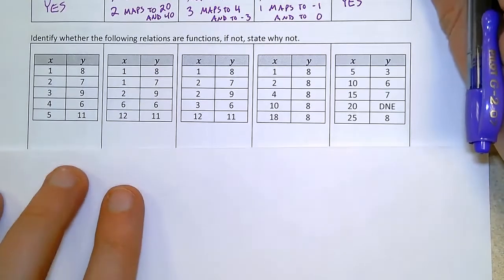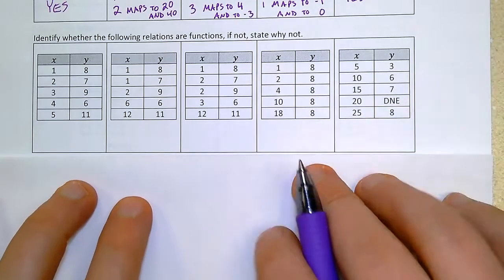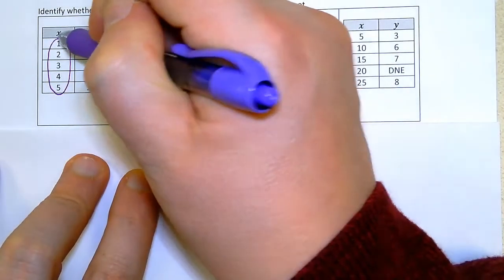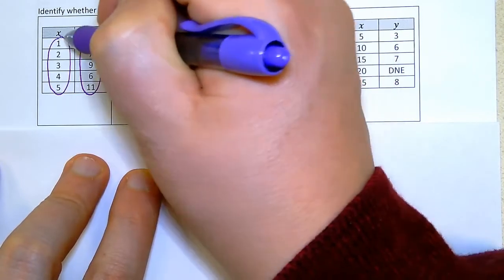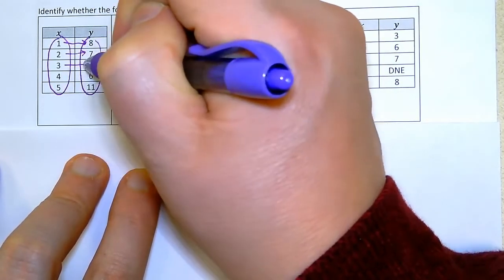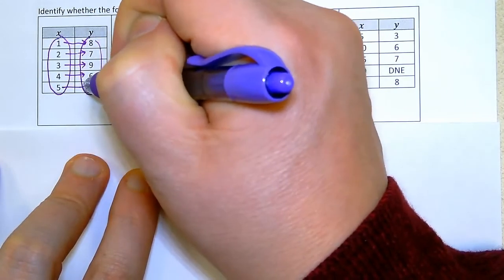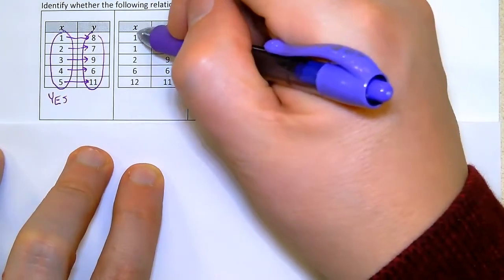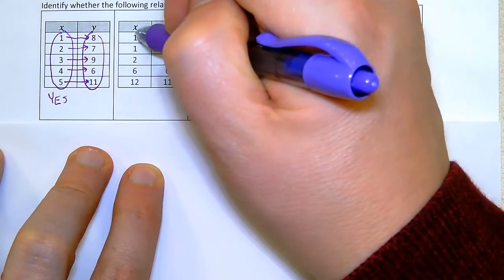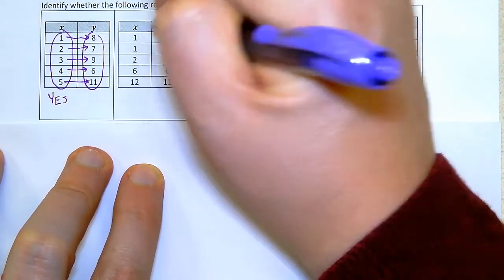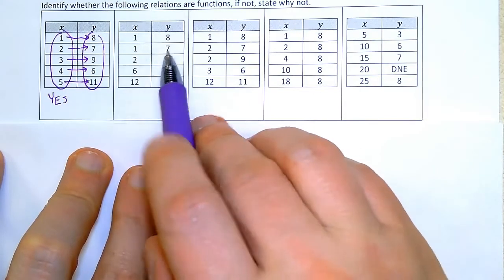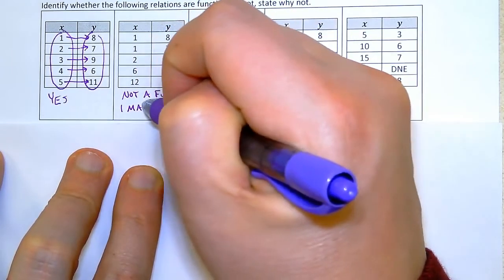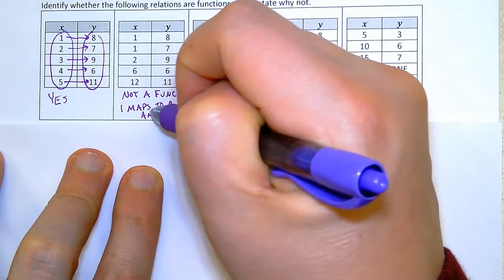Okay, looking at tables. This is very much like a mapping diagram. You can almost consider this your input and your output, and you could say 1 maps to 8, 2 maps to 7, 3 maps to 9, like that. And we're good. A tricky thing that might happen on a table is you would see a duplicate x value saying that the number 1 maps to 2 different locations. 1 maps to 8 and 1 maps to 7. So this is not a function.